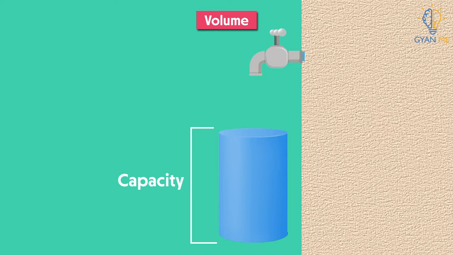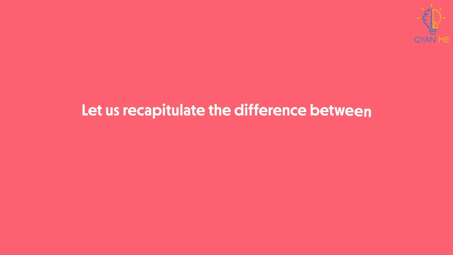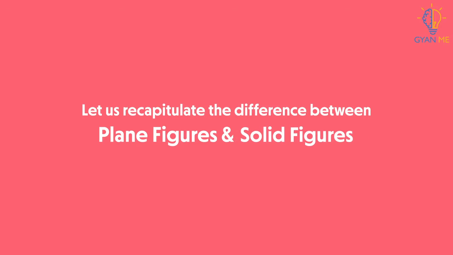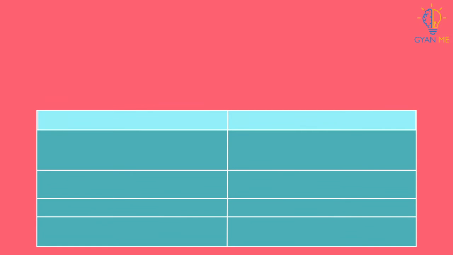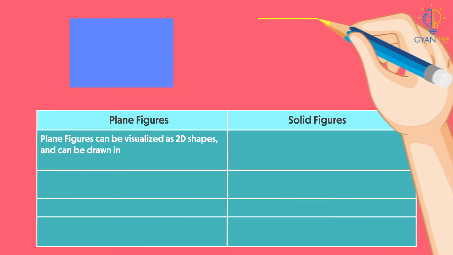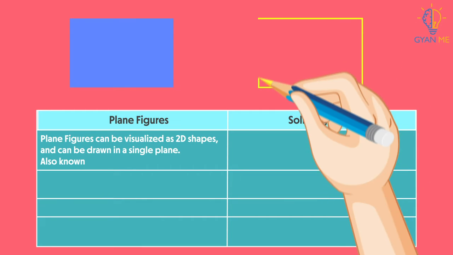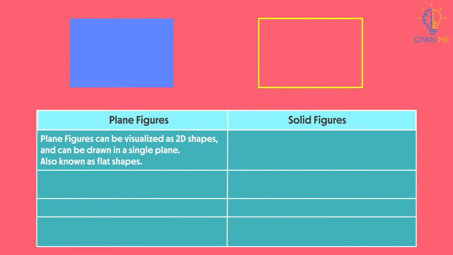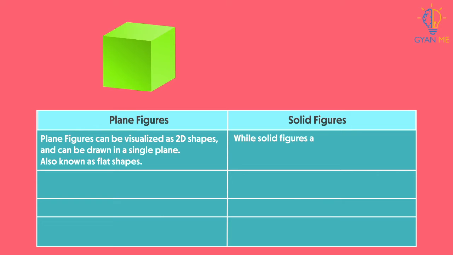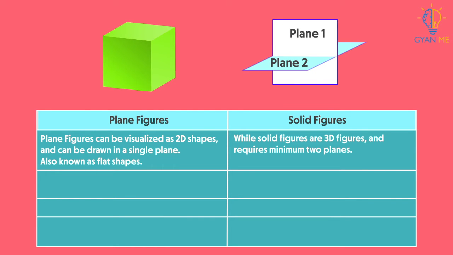Before we get into detail learning of this chapter, let us first recapitulate the difference between plane figures and solid figures. Students, as you know, anything can be visualized as either plane figure or solid figure. Plane figures can be visualized as 2D shapes and can be drawn in a single plane, also known as flat shapes, while solid figures are 3D figures and requires minimum 2 planes.